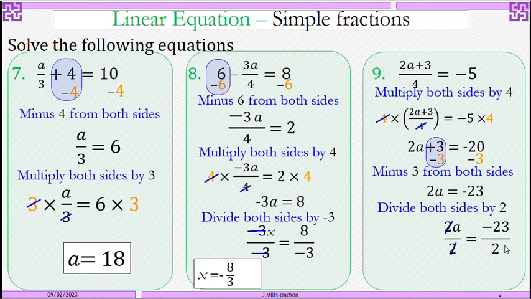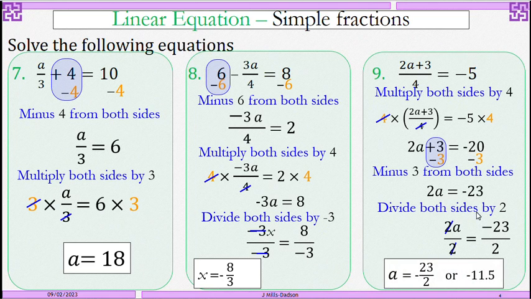You can leave it as a fraction, or you can leave it as a decimal. It's a matter of choice. So the answer is negative 23 over 2, or negative 11.5. So this is how to solve simple linear equation involving fraction. Next, we're going to look at when you have brackets involving linear equation.